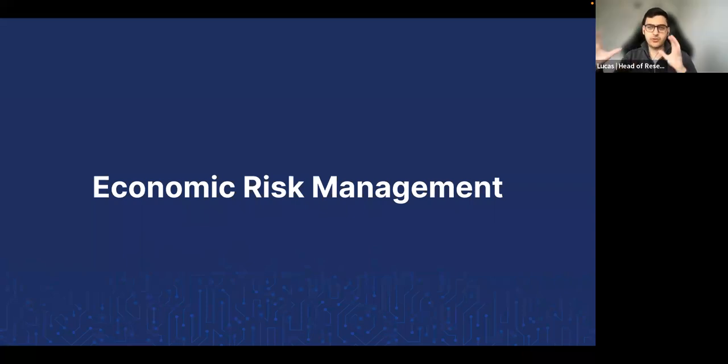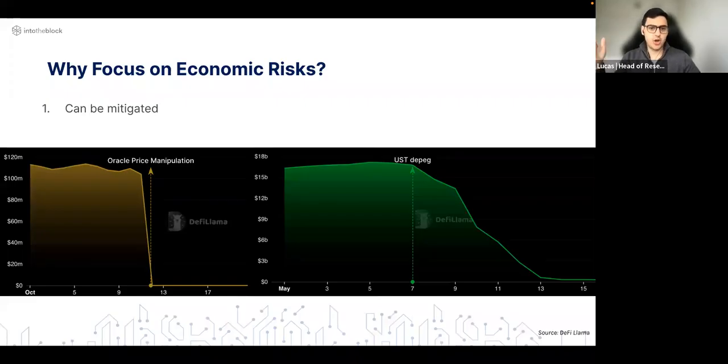And now I touched on the basis of this, but let's talk about why economic risk management is important. First thing is it can be mitigated. So even though it can still lead to catastrophic scenarios, economic risk typically takes weeks, sometimes a bit less, sometimes a bit more, for those risks to materialize, versus technical attacks, which typically, boom, it's gone within just a block or a few minutes at most.